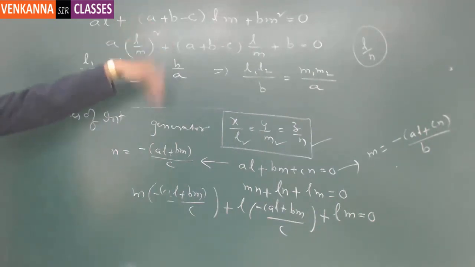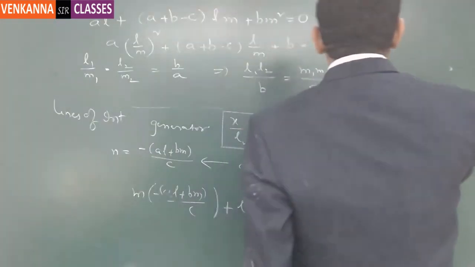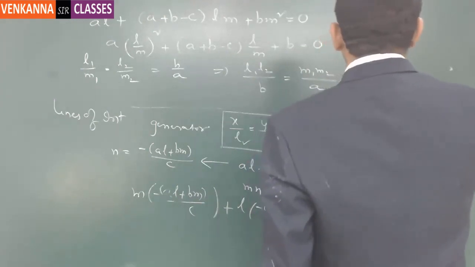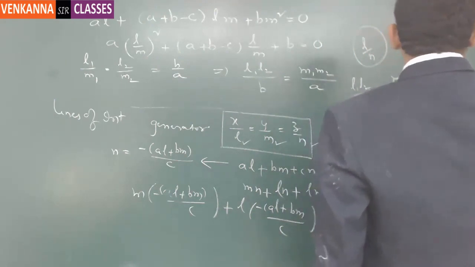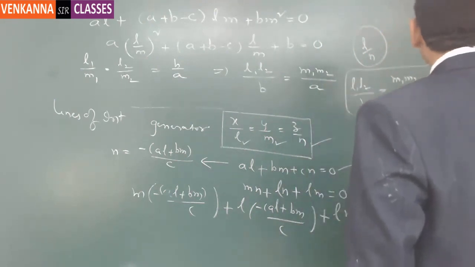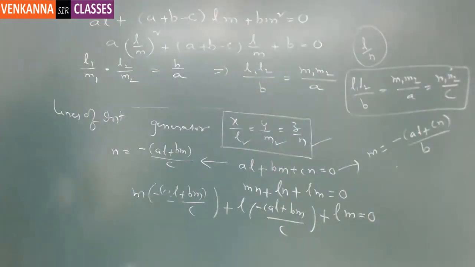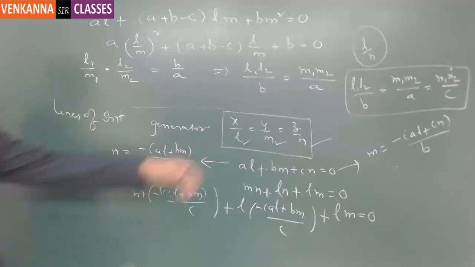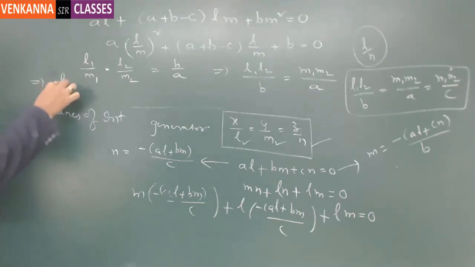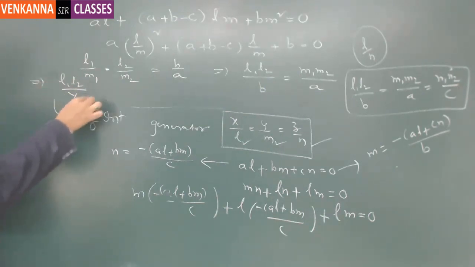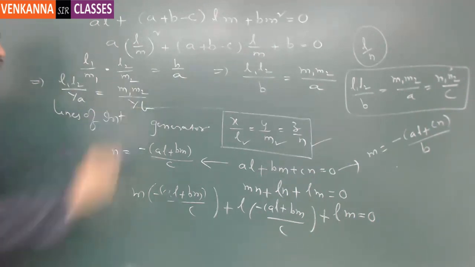So by symmetry on comparison, you will get that L1 L2 by B is equal to M1 M2 by A is equal to N1 N2 by C. This is on comparison. Fine. So from this very equation, you can also say that L1 L2 by 1 by A is equal to M1 M2 by 1 by B. That is also correct.